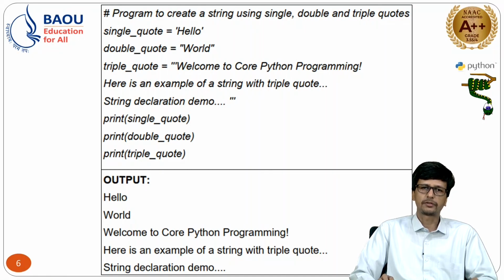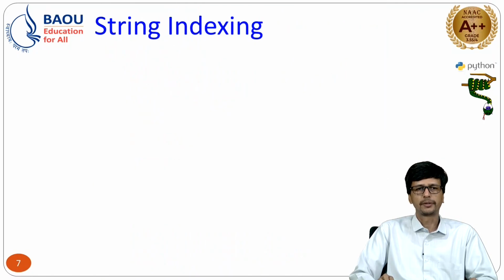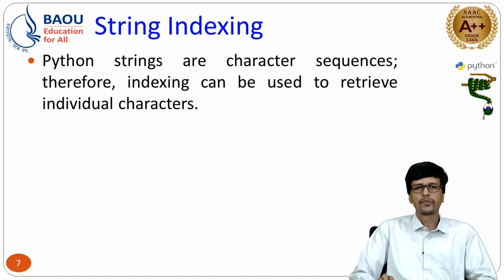We have created a string here by using 3 alternatives: single quotation, double quotation and the triple quotation, right? Then after that, string indexing. As you are already aware of the concept of array in different programming languages, you can say that the string is nothing but an array, a collection of multiple characters, right? So if you want to access or fetch any element from that array or particular string, then you have to use the concept called indexing.